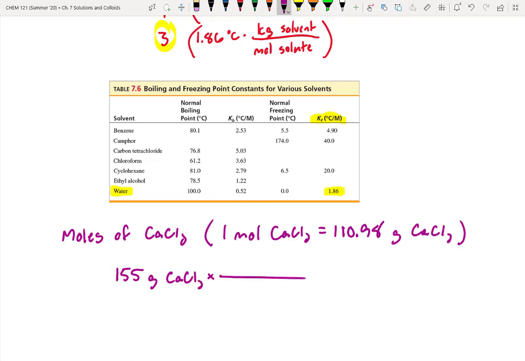We want to cancel out grams, so I put this 110.98 grams of calcium chloride on the bottom. Sorry, that should be a g. And 1 mole on top. And this would tell us how much we've got in moles. Okay, so let me type it into my calculator really quick. I've got 155 divided by 110.98. I'm getting a value of 1.40 moles of calcium chloride.